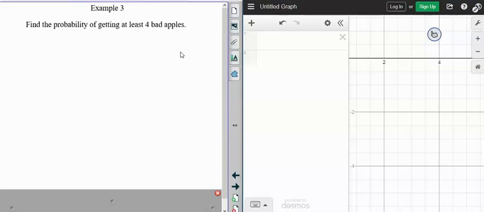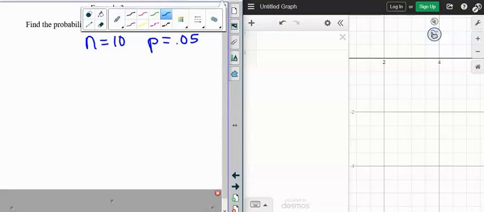All right, example 3. So we're going to find the probability of getting at least 4 bad apples. So far we've talked about it being exactly, we talked about no more than, and now we're talking about at least. So same stuff. n is still going to be 10, p is still going to be 0.05. Probabilities didn't change. The only part we're looking for now is the at least. And we talked about what at least meant, guys.